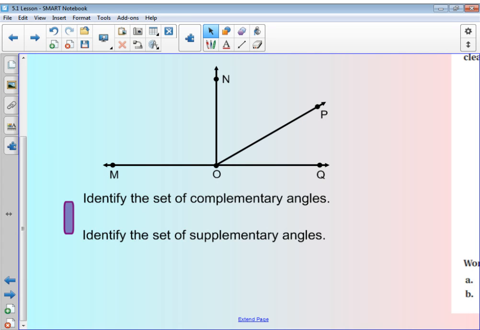Remember, complementary has the letter C. You can make a 9 out of the letter C. And supplementary angles start with the letter S, and you can make an 8 out of the letter S. So those are the angles that equal 180 degrees.